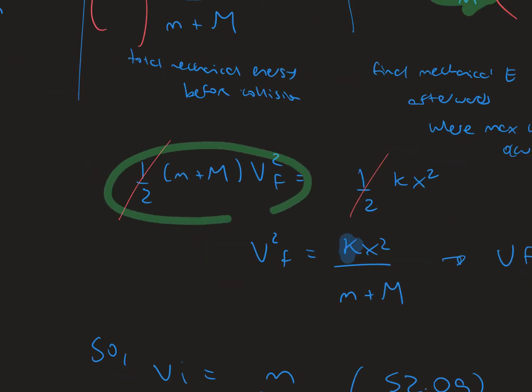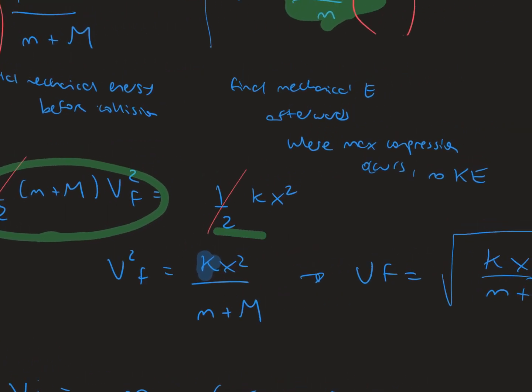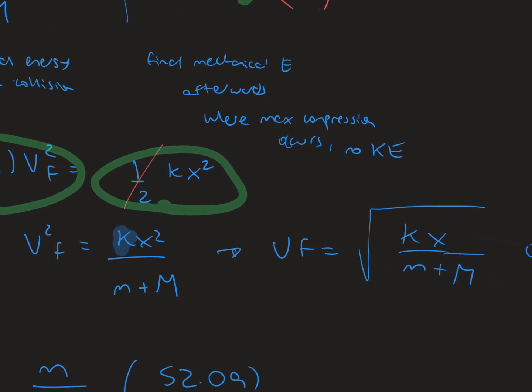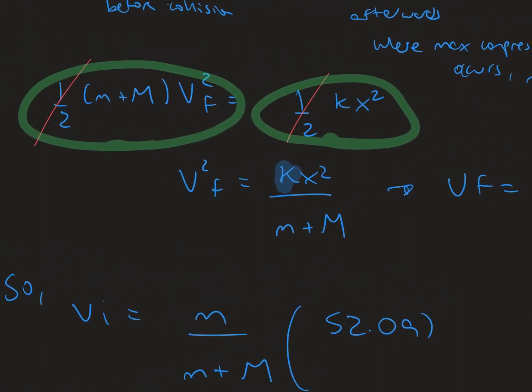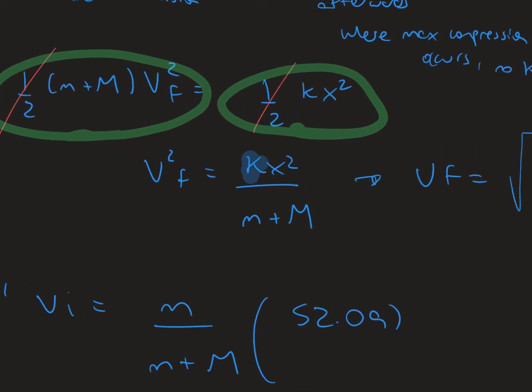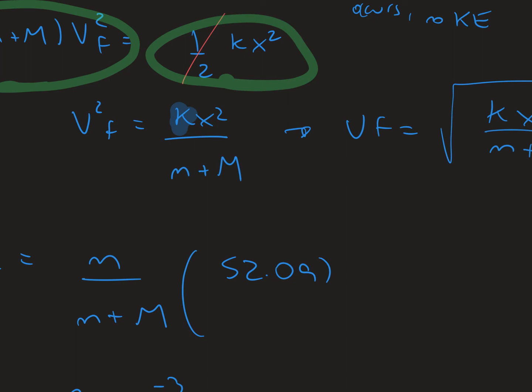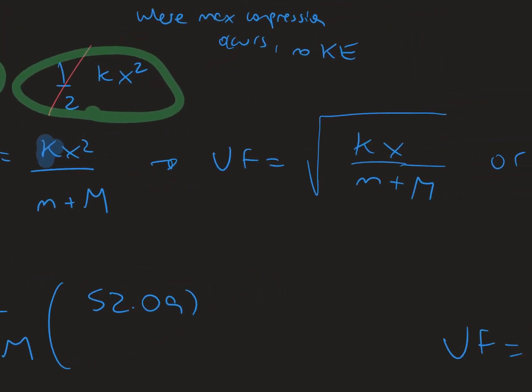Now this whole thing is going to represent the total mechanical energy before the collision. The right side is going to represent the final mechanical energy after the collision, where the maximum compression occurs, and where there's no kinetic energy. So, in this equation we can cancel out the 1/2s on both sides, and we end up with v final squared being equal to k x squared divided by little m plus capital M.